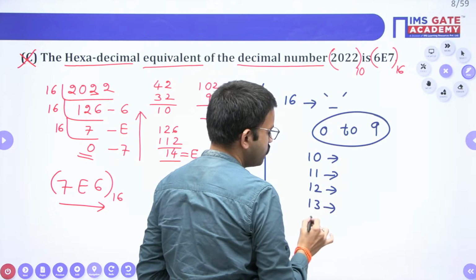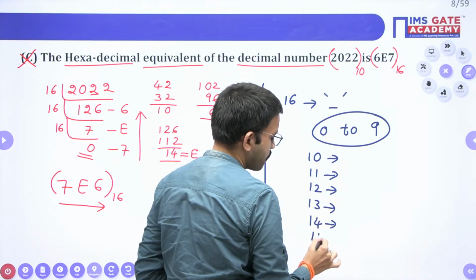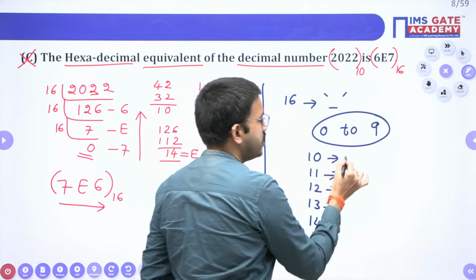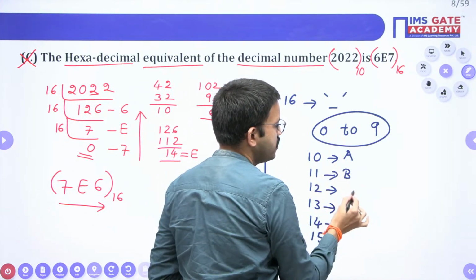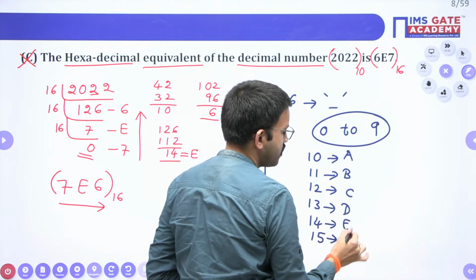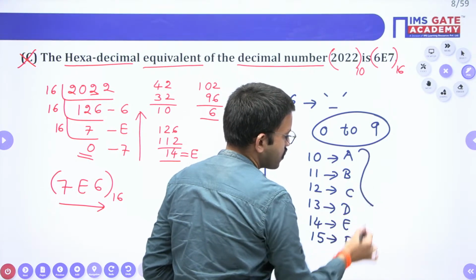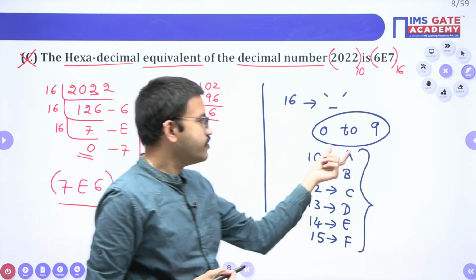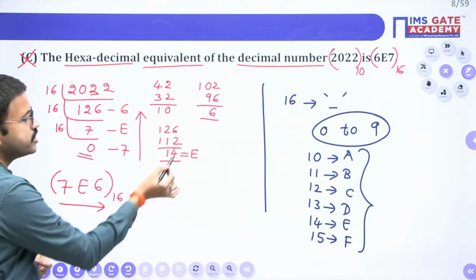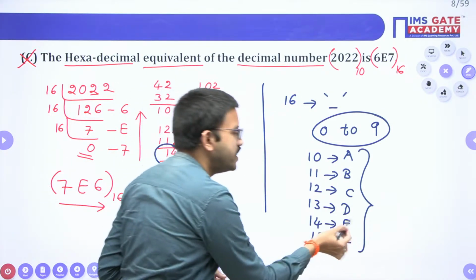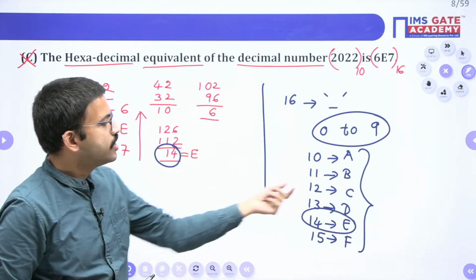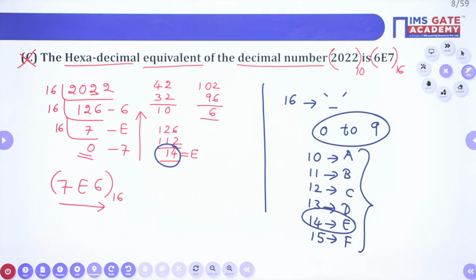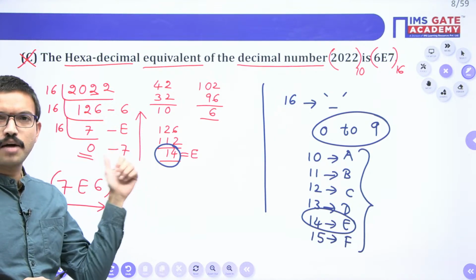That's why we will use the alphabets. For representing 10 to 15, we will use the alphabets, starting with A, then B, C, D, E, F. Because these 6 values we cannot represent with a single digit, that's why we will use the alphabets. So here we got remainder as 14, that 14 is nothing but E. Similarly, if you got 12, 12 is nothing but C, like that. Yes, very good. I hope it is clear for everyone regarding option C.